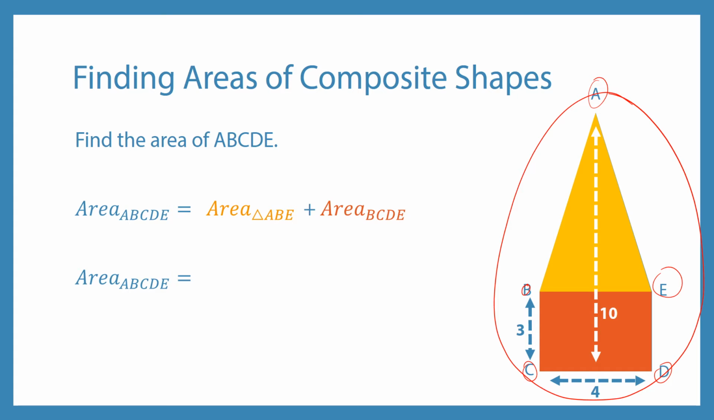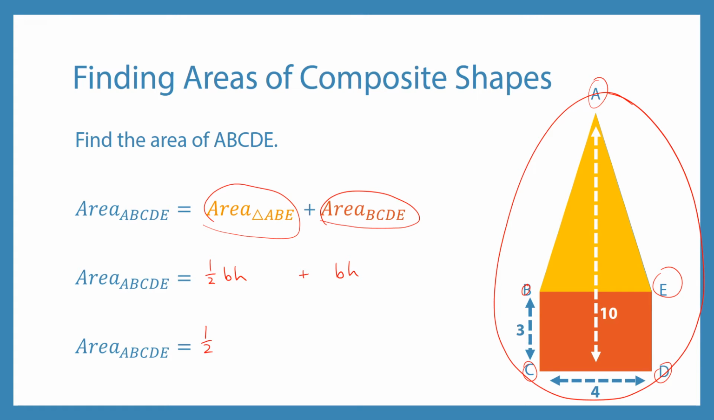So our area of ABCDE equals the area of our triangle plus the area of our rectangle. Remember, a triangle is half base times height. A rectangle is just base times height, or base times length. We then substitute in our values.